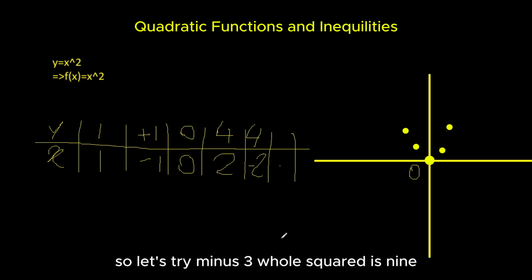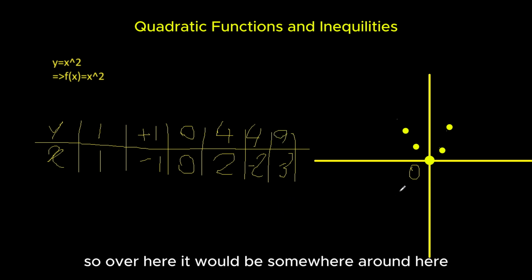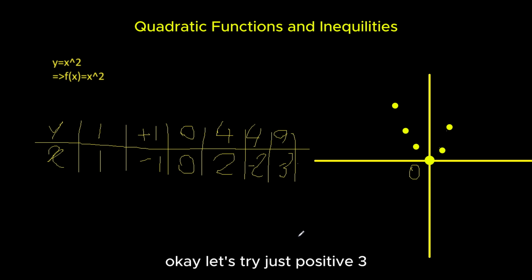So let's try minus 3. Minus 3 whole squared is 9. So over here it would be somewhere around here. Okay, let's try just positive 3 for x. So 3 squared is 9. So over here it will be like this.